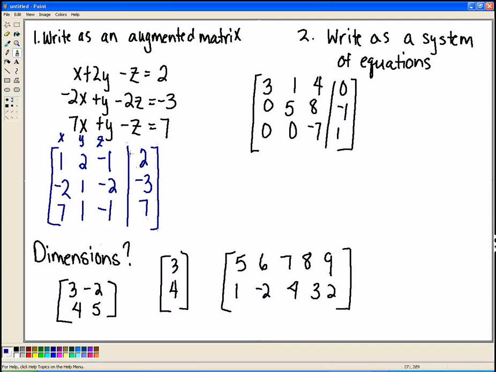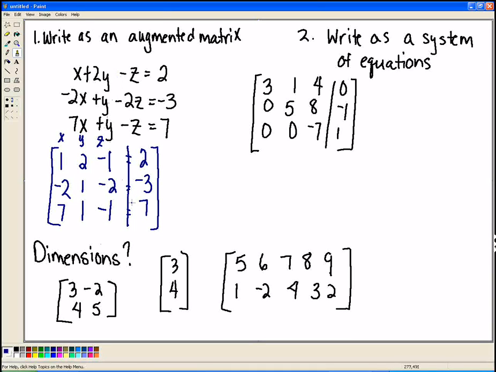So when you see the line coming straight down, you can think of that as an equal sign, okay? And it's an augmented matrix because we're going to display the right hand side. So that is the matrix that you would generate from this system of equations.